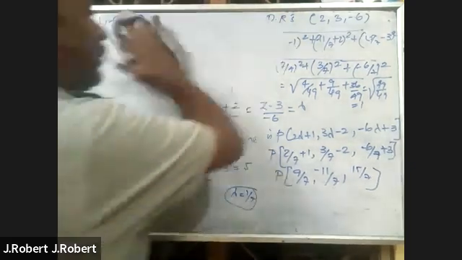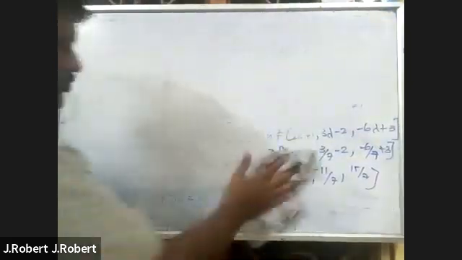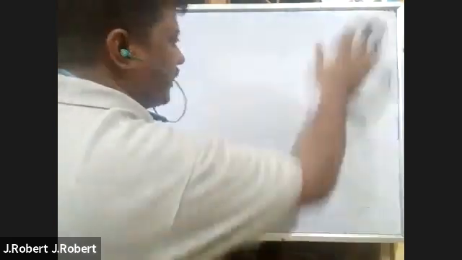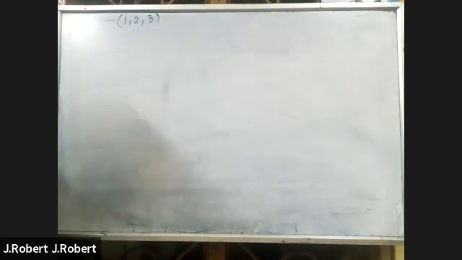See, this is an interesting problem. Sometimes problems are asked such that using the options we can solve the problem. So here options are also given, and with the help of the options we are going to solve the problem. Please take down the problem first. Let P be the plane passing through the point 1, 2, 3.